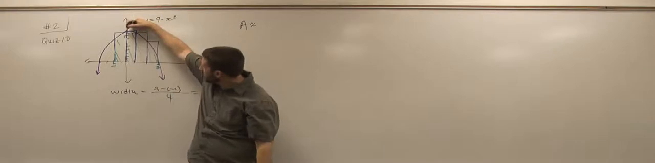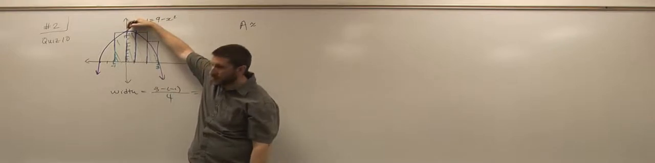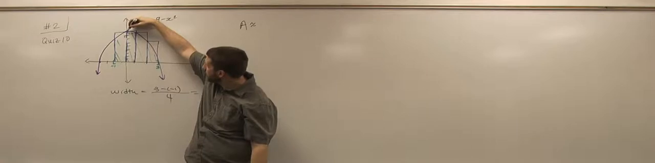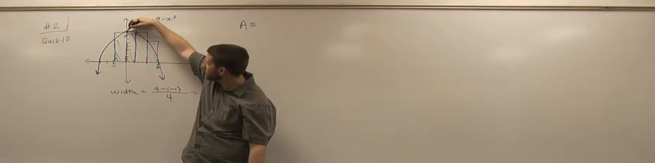How am I going to get the height here? I mean, you can eyeball it, I hope, right? The height of these rectangles should be 9, but how do you technically get it? You plug in the point where the corner of your rectangle touches the graph, you plug that x value into your function.